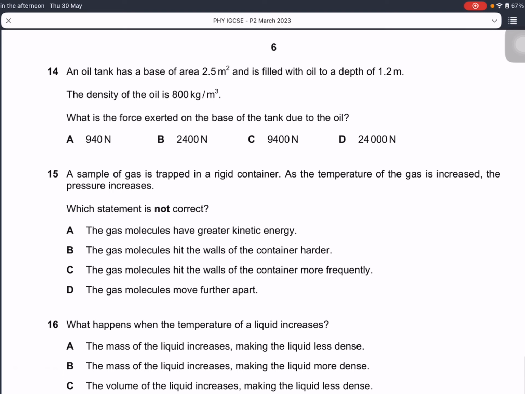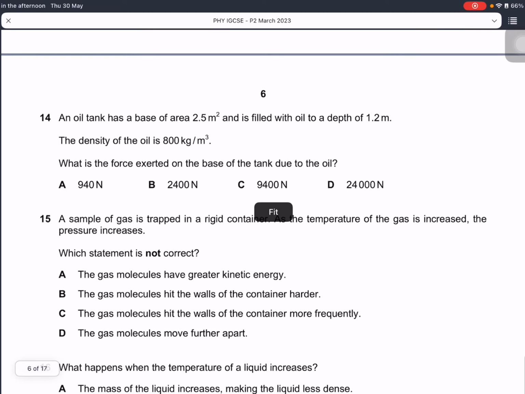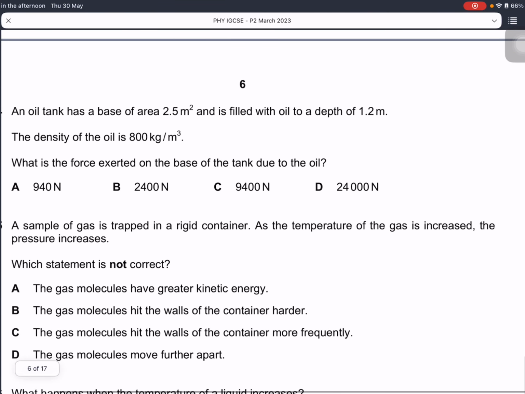An oil tank has a base of area 2.5 meters square and is filled with oil to a depth of 1.2 meters. The density of oil is given as 800 kilogram per meter cube. What is the force exerted on the base of the tank? Okay, so we have such a scenario. It's not said what kind of tank, so let's say it's a cylindrical tank, no problem.